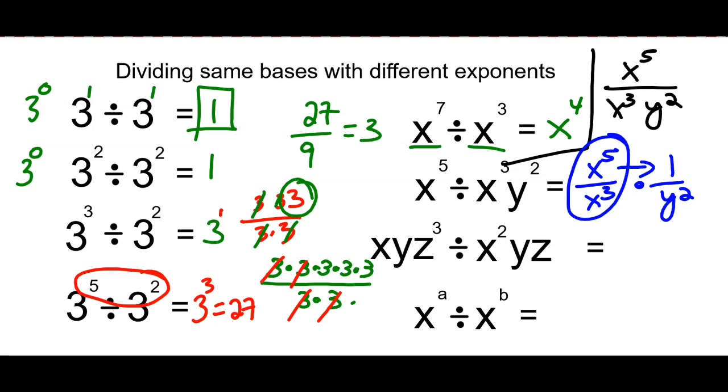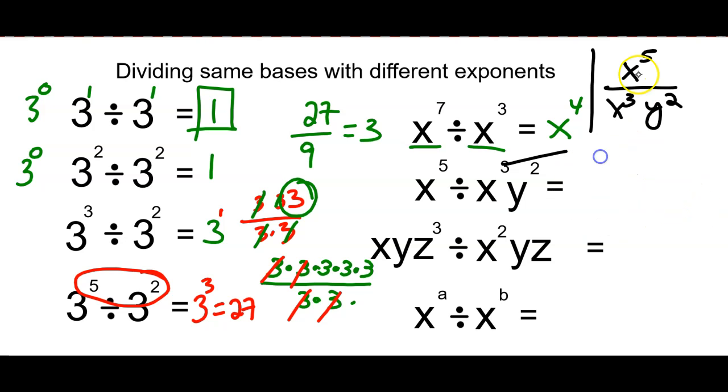So either way, we're going to follow the same rules we did with dividing over there on the left side. We're going to say we've got an x to the 5th up top and an x cubed in the bottom. So 5 minus 3 is 2. So our answer here is we get x squared divided by y squared.